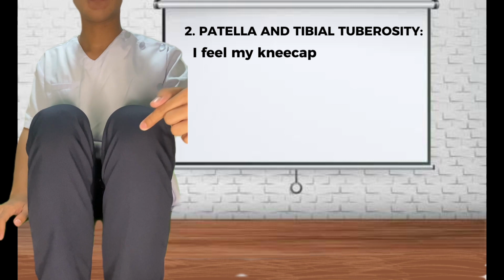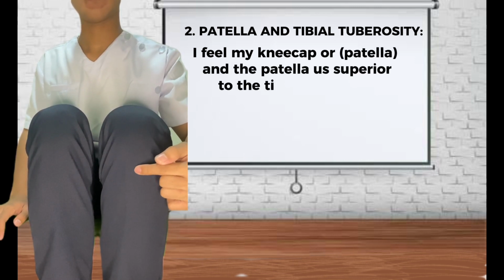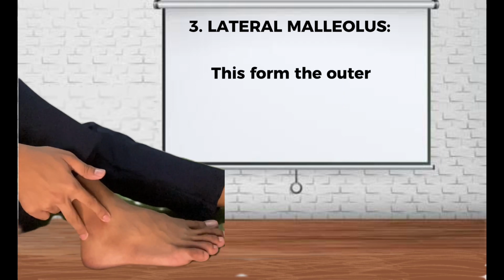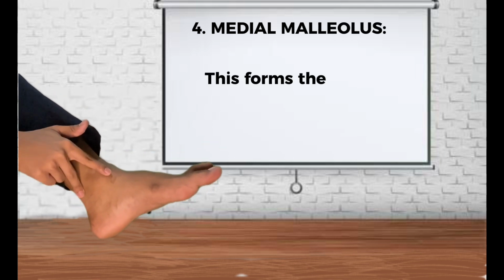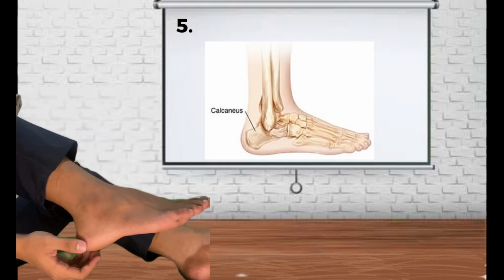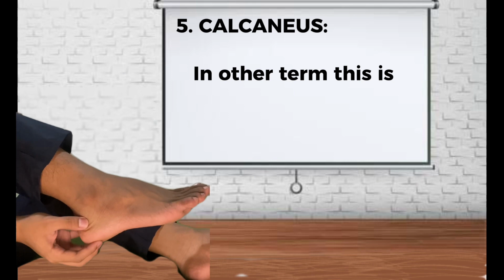I feel my kneecap, or patella, and the patella is superior to the tibial tuberosity. The next set that I will show you is the lateral malleolus. This forms the outer part of the ankle, and fourth is the medial malleolus. These form the inner bulge of the ankle, and fifth is the calcaneus. In other terms, this is called the heel.